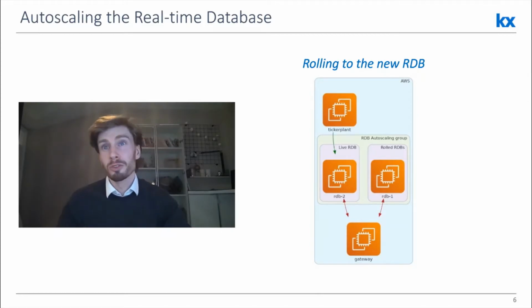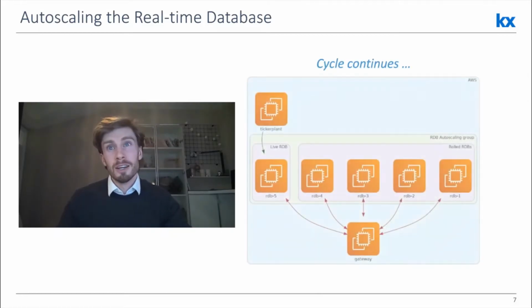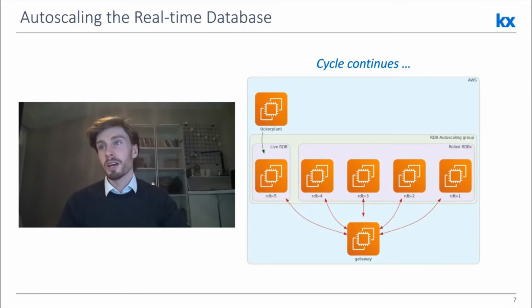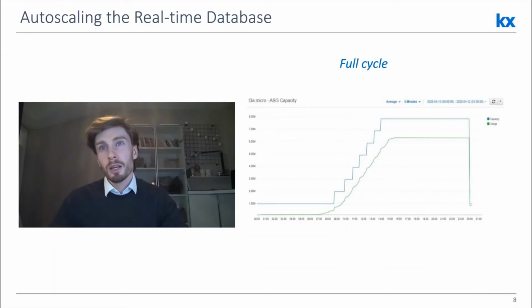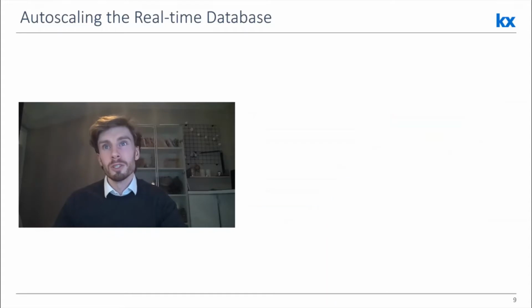So pretty simple. As soon as it's full, it moves on. This cycle will keep happening throughout the day. And then you'll have a bunch of rolled ODBs with data available to be queried, and you'll have the Tickerplant still just publishing to one, waiting for it to fill up. At end of day, the ODBs will clear their data from memory as usual, but they'll also terminate the server. So we'll scale back down again, and then this process will start all over again. It will stay quite low until the data fills up, and then we'll start to increase.